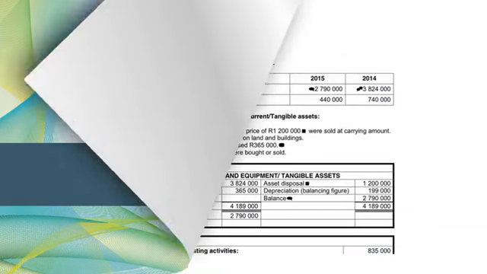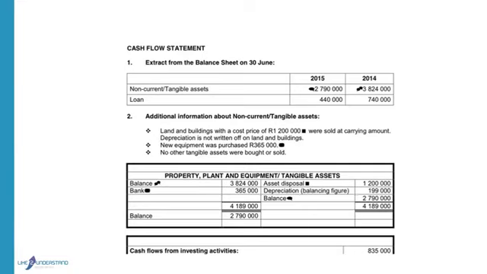Good morning. We will pay attention to fixed assets today, how to determine the depreciation if the figure is not given, and what the effect of fixed assets will be on the cash flow statement. So if we look at the balance sheet that's given, they tell us that the tangible assets at the beginning of the year was 3824.